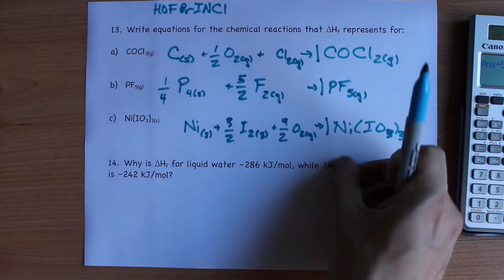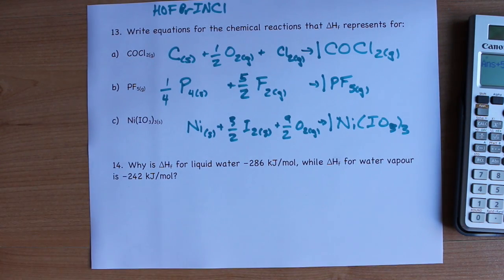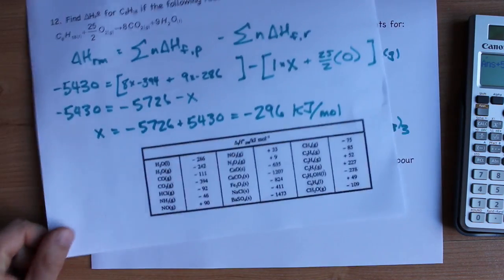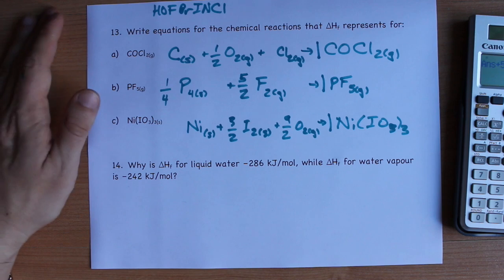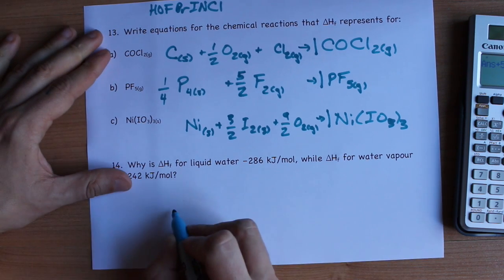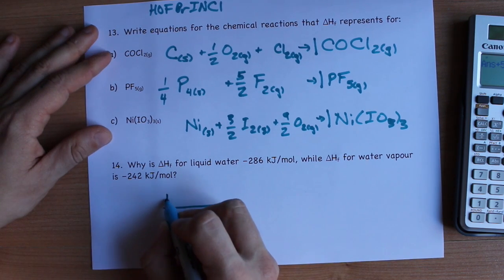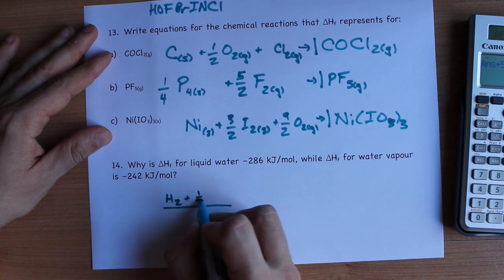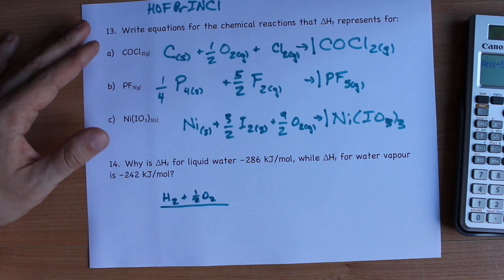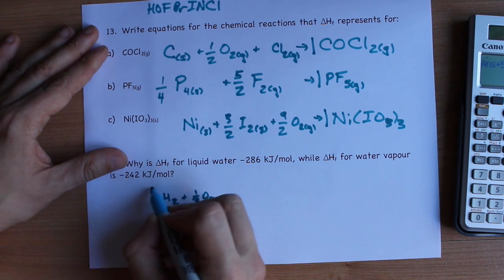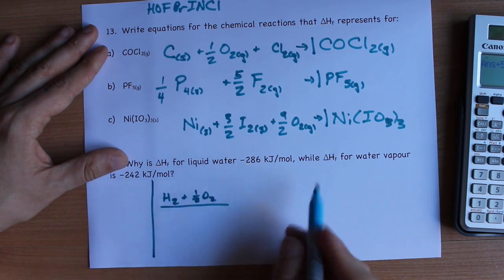and delta HF for water vapor negative 242? Those numbers came from this chart, so you can verify that they are correct. Well, the answer is that the chemical reaction that makes them starts out with H2 and some O2. These are the reactants for the water that we're going to make.